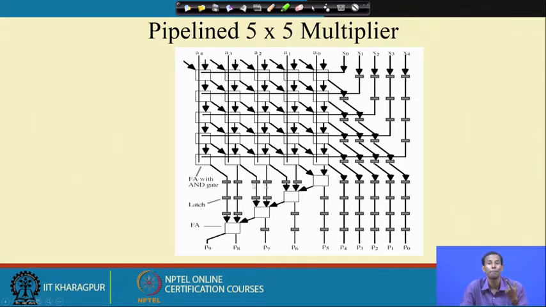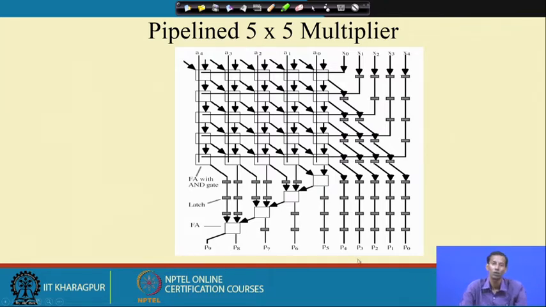Then P6 is produced after the 6th, so it has to pass through another 2. For P7 it is at 7, so it has to pass through another 1. P8 and P9 are produced at 8 clock cycles, so they pass through no other delay element. So at the 8th clock cycle I get P0 to P9.